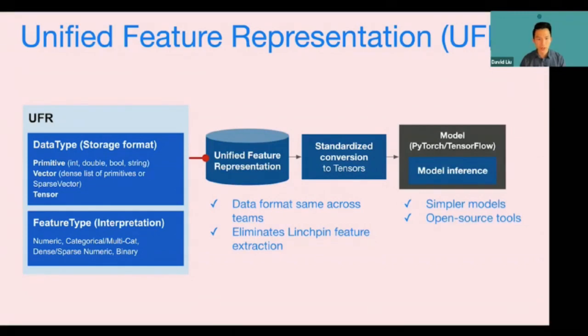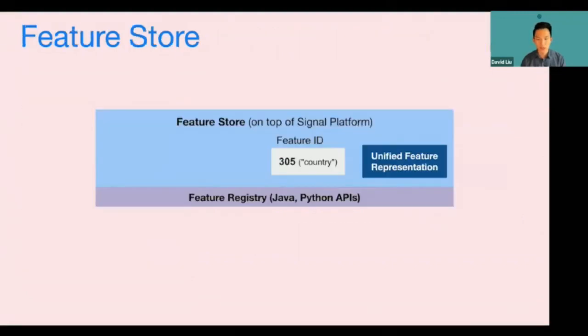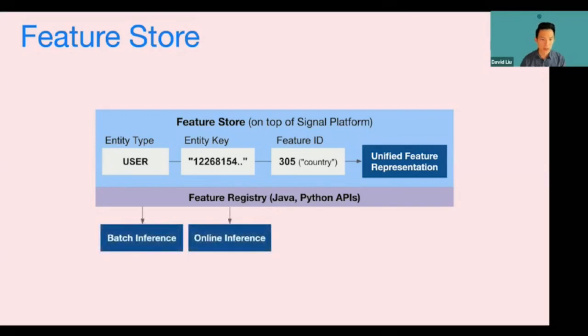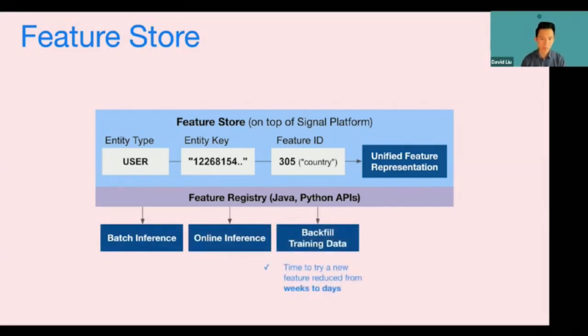Once we had this feature representation, we built a feature store on top of it. Each feature is identified with an ID, and they're further organized into entities. For example, user features keyed by user ID, pin features keyed by image signature. Next, we built many applications against this feature store, like standardized batch and online inference. Crucially, we can use the feature store to backfill training data with new features. This saved a lot of time as opposed to waiting weeks to collect new training examples with logging.